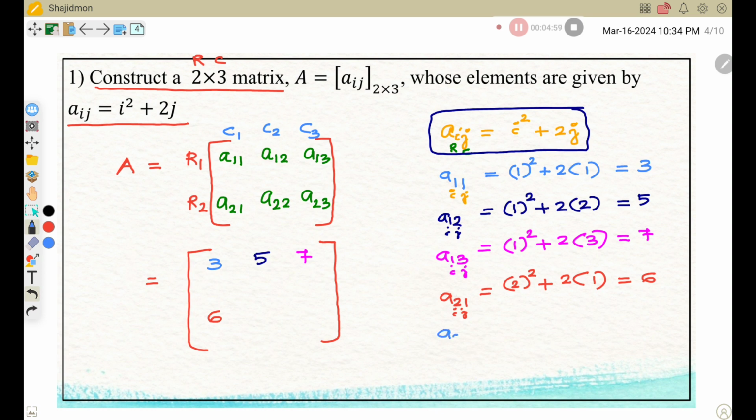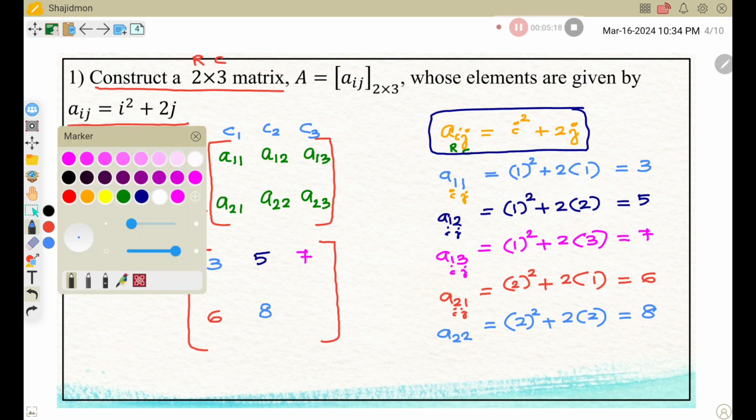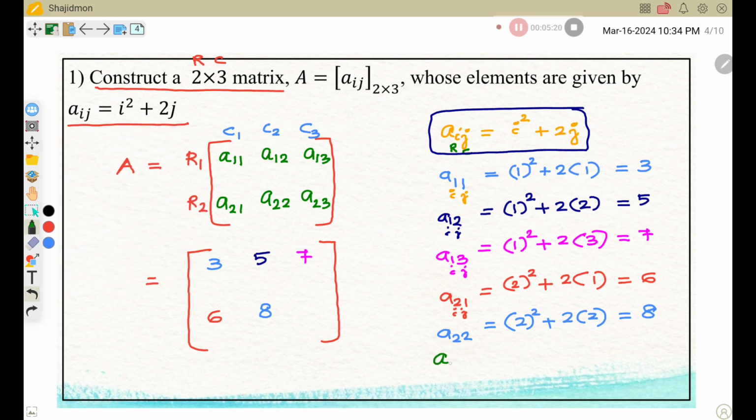Now in a similar way, A22. The i number is 2 and the j number is 2. So i square means 2 square, plus 2 times j, which is also 2. So 2 square is 4, 2 multiply 2 is 4, and 4 plus 4 gives 8. So the second number in the second row is 8. Now in a similar way, A23, second row, third column. The i number is 2 and the j number is 3. So A23 equal to i square, which means 2 square, plus 2 times j, where the j number is 3.